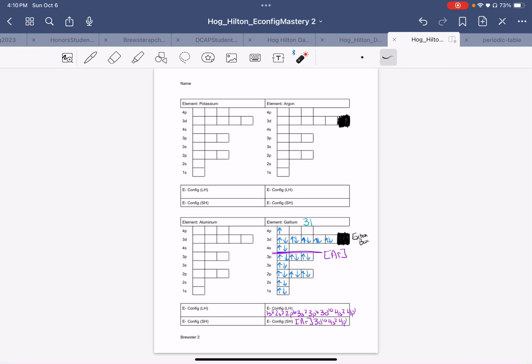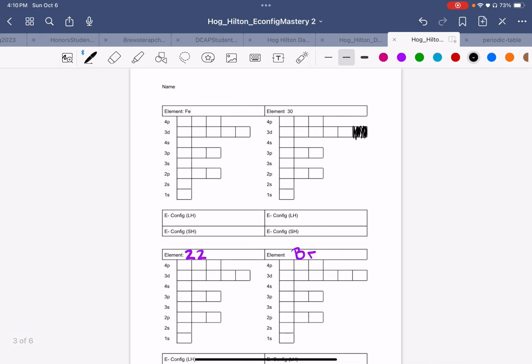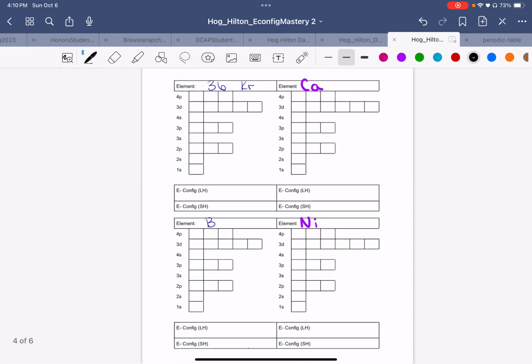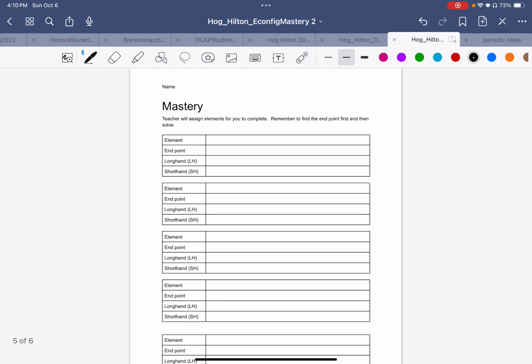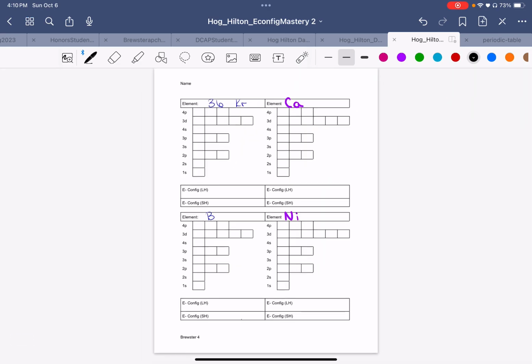Okay, so that should be enough examples to get you going. I will tell you that on the next page here, the top part's already labeled. I'm going to want you to do these bottom two, element 22 and bromine. And then this page would be krypton, calcium, boron, and nickel. And then that is your practice.